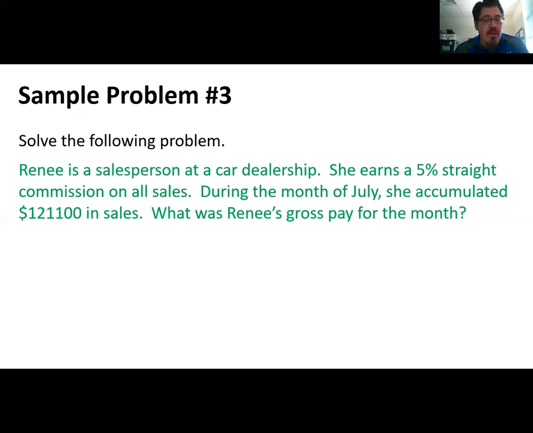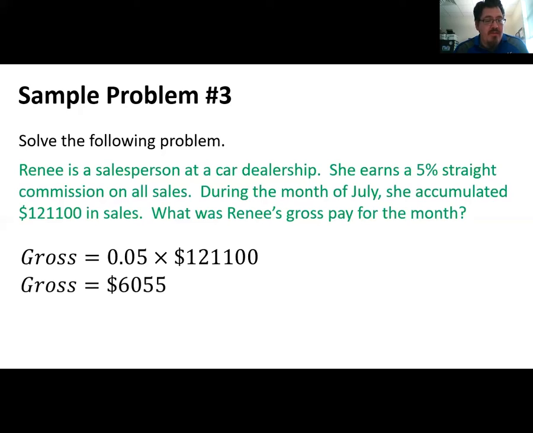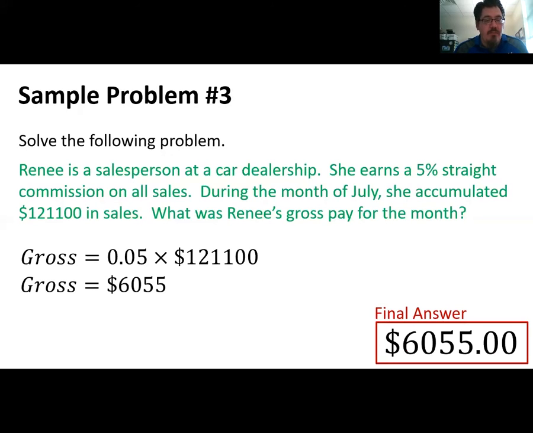So to calculate gross pay, we're going to do, again, multiplication. This time, though, we're going to figure out what 5% of 121,100 is. So remember, always convert percents to a decimal. So 5% is 0.05. We're going to take that times how much she sold and simply do the multiplication. And so we end up with a gross pay of $6,055. So that's how much gross pay Renee earned based on a 5% straight commission. And there you go. Okay, so with commission, multiply the percentage times the sales to figure out the gross pay.